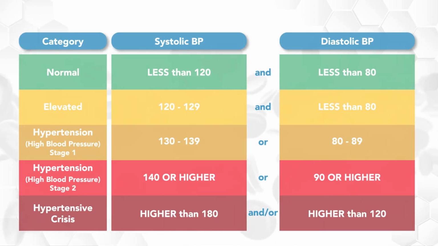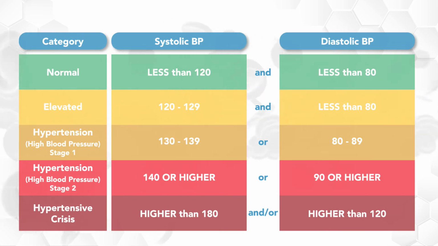Next, we have elevated blood pressure. Here, the systolic blood pressure would range from 120 to 129, with the diastolic figure still being less than 80. This category is used to identify individuals that are at risk of developing high blood pressure, which is known as prehypertension. Prehypertension is not a medical condition, so it is not treated with medication, but individuals are advised to make lifestyle changes in order to reduce their risk of developing high blood pressure in the future.